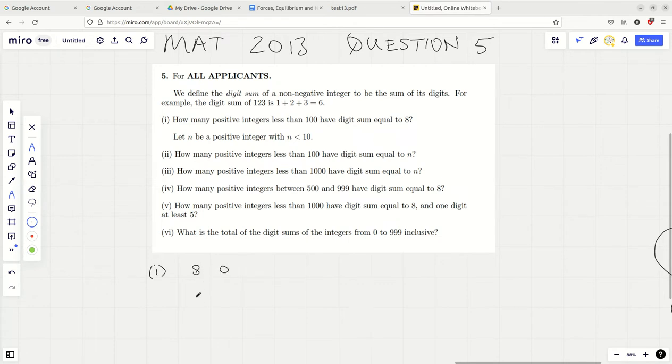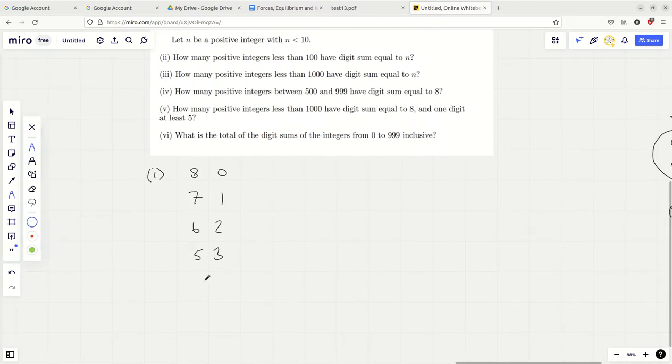Let's have 8 and 0. Let's have 7 and 1. Let's have 6 and 2. Let's have 5 and 3, because we want the digit sum to be 8. I think you see the pattern now. I'm just going to put dot, dot, dot. Well, actually, I suppose I'll write it out completely.